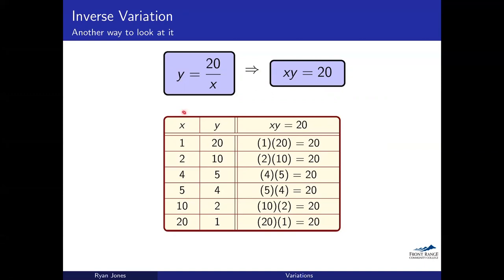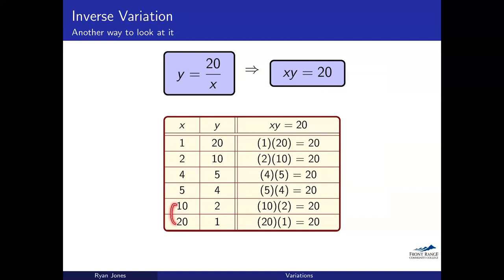So let's take a look at this. I've got a bunch of values for x and a bunch of values for y. And what you'll notice here is that no matter what I've written here, they all multiply out to 20. I've shown all that work right here. We get 20 every time. But take a look at this. As x moves from 1 to 2, y moves from 20 to 10. And that's a big jump in y for such a small jump in x. But what you're seeing here is that when x doubles, y gets cut in half. Take a look here. X doubles from 2 to 4, and y gets cut in half from 10 to 5.